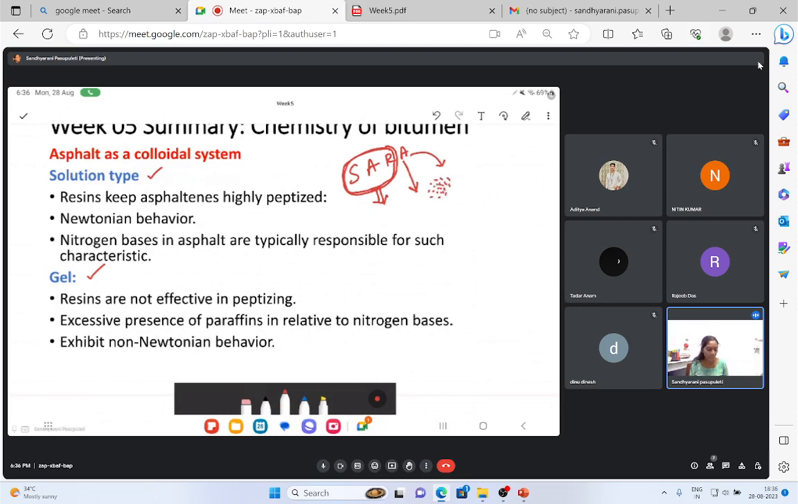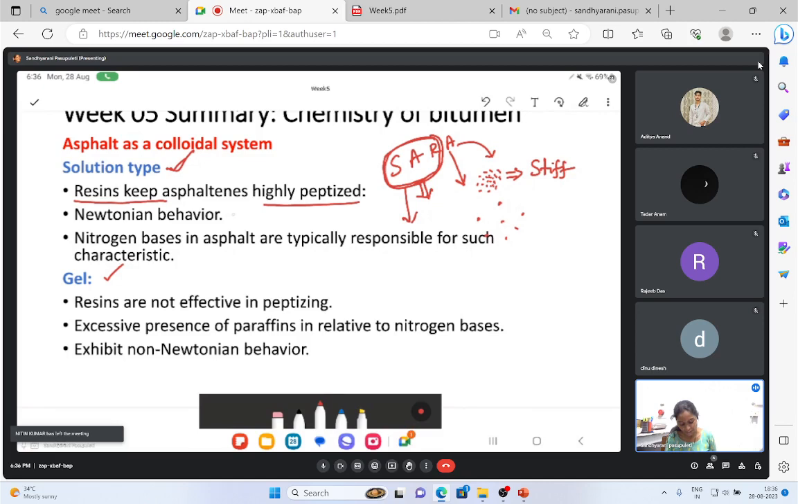When all the asphaltenes come close to each other and flocculate, coagulate, what happens? That will form a very stiff bitumen. If we have a sufficient amount of maltenes, they keep the asphaltenes at a far distance. So in the solution type, what happens? These resins or maltenes keep the asphaltenes highly peptized, meaning highly dispersed. That is the Newtonian behavior. Newtonian behavior means that at more than 100 or 130 degrees, bitumen will be like a fluid in nature. That kind of behavior is called Newtonian behavior.